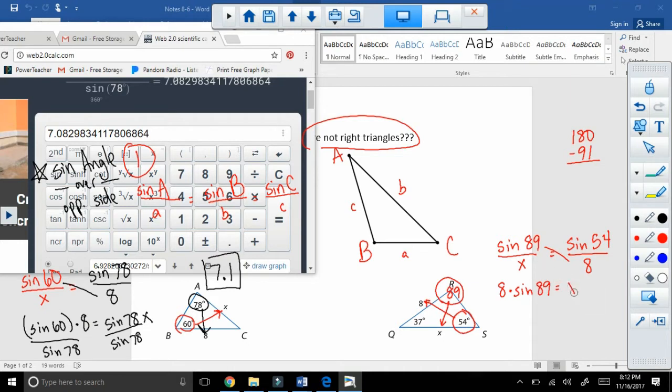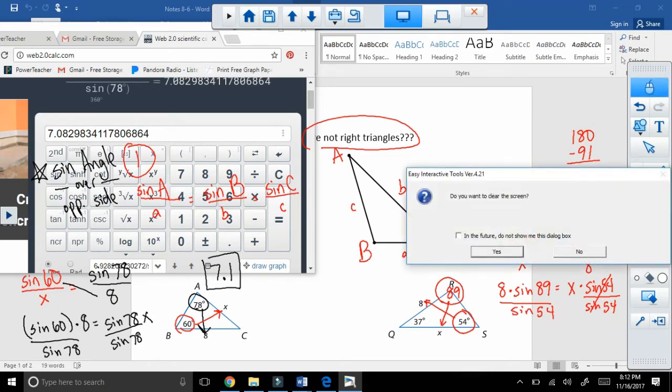That's going to equal x times the sine of 54. And then to solve for x, I'm going to divide by the sine of 54. I'm going to do that to each side. And again, I would either just write this down, or maybe once you got this, you can just know what to do on your calculator. Either way is fine with me.